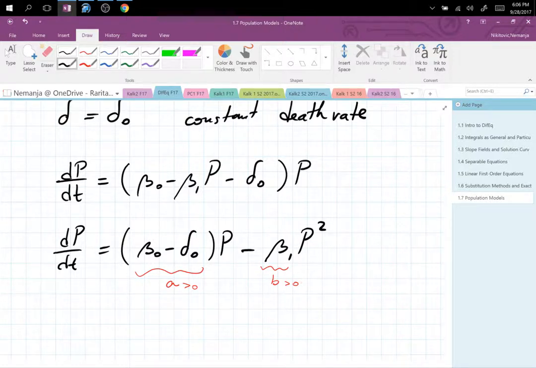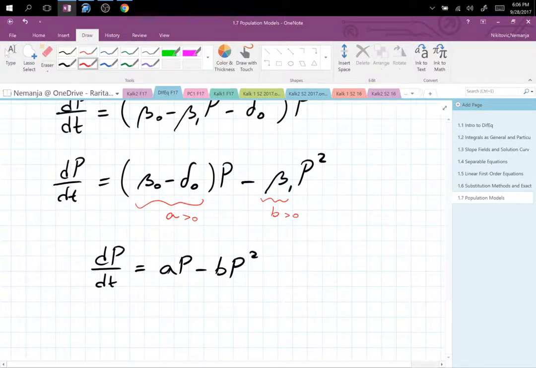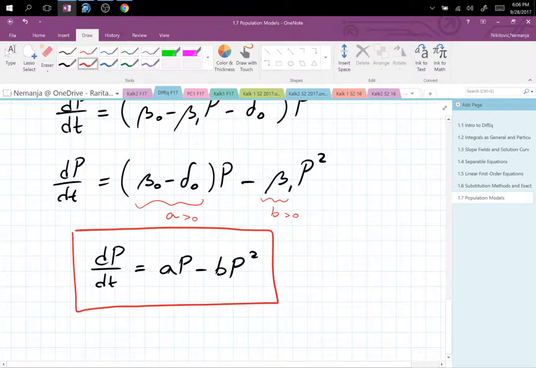And then we get to the point where we have the new population model, which is actually going to be a good one. AP minus BP squared. This model is a good model for population. It's called the Logistic Equation. This is the one that we can use.